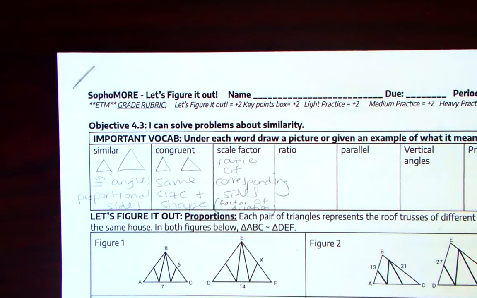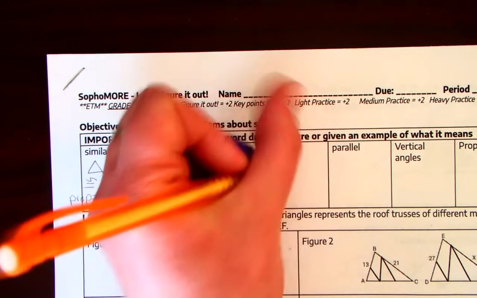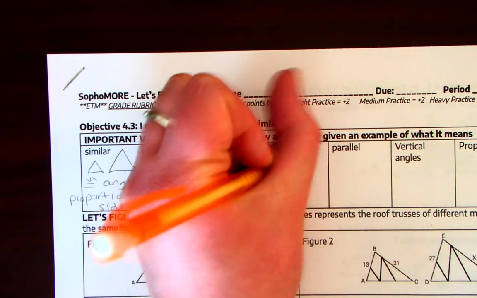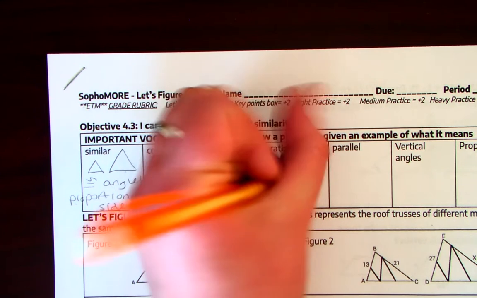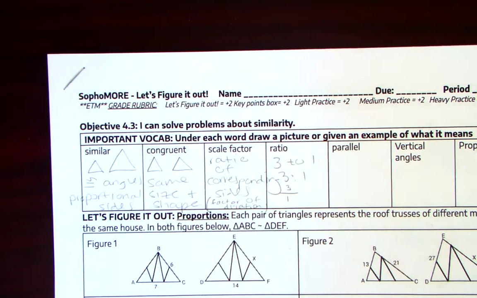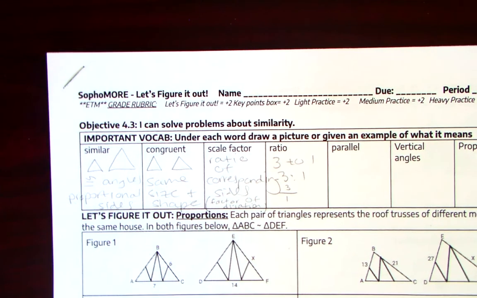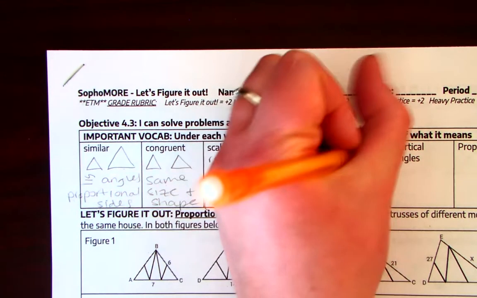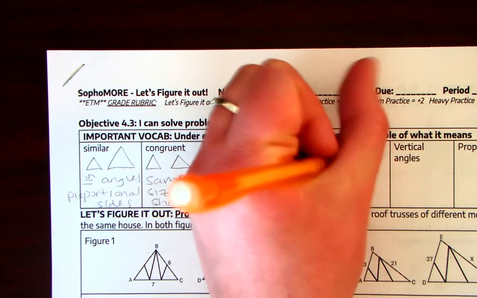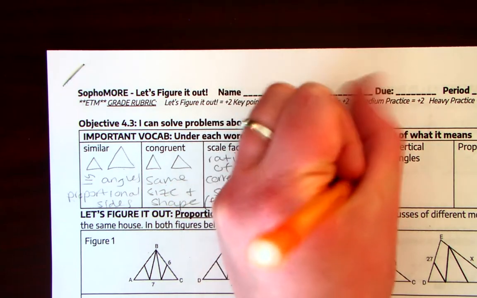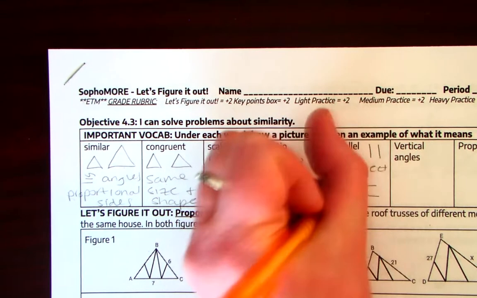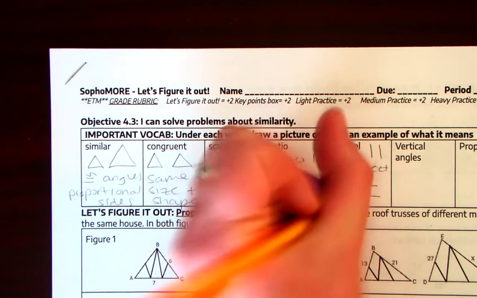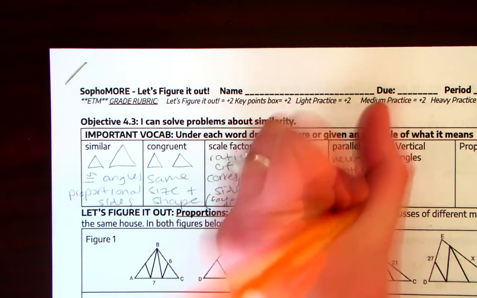A ratio is like 3:1 or 3/1. It's just when we compare two values. Parallel means they never intersect. So if we've got two lines, we want to say they never intersect, remember we can add those caret markings.